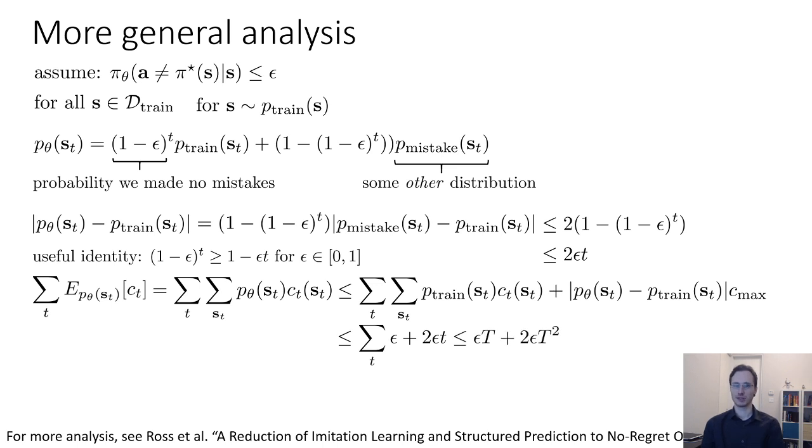So we have one term that's linear in capital T and one term that's quadratic, because the sum over t of 2 epsilon t is on the order of capital T squared. So we've derived an O(epsilon T^2) bound with this more general assumption. And notice here that the only assumption on the policy that we needed is that the expected value of the cost under p_train is epsilon. So this is the more general assumption that I stated before.